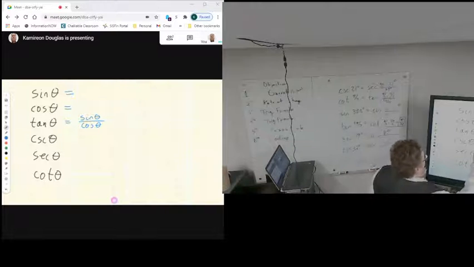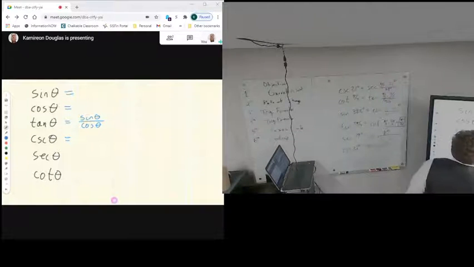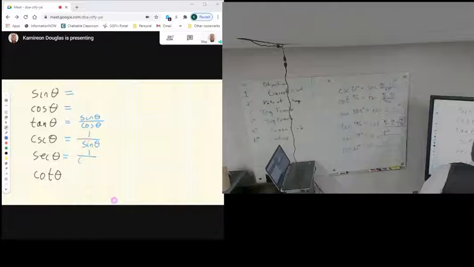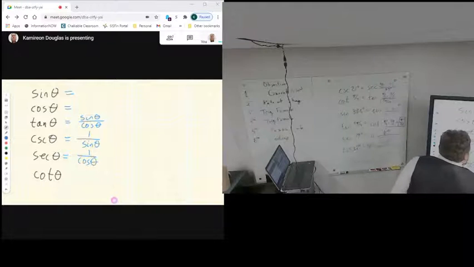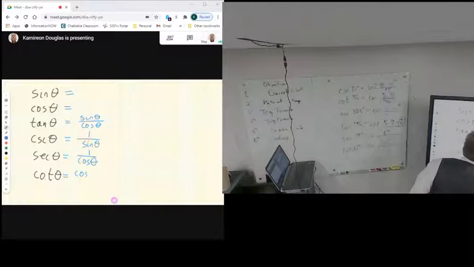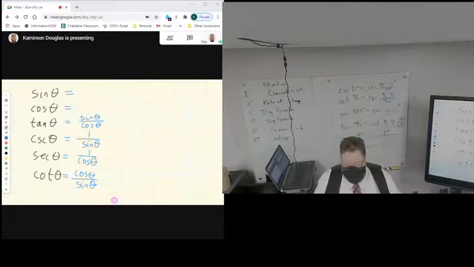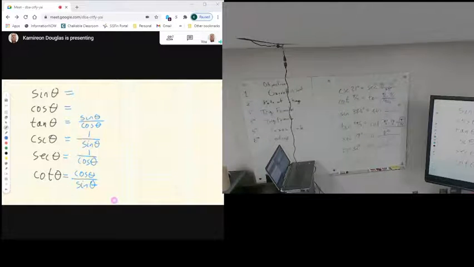Cosecant, I've already mentioned once today. Do we have to remember these? There's 1 over sine. Heck yeah, Levi. Secant, 1 over cosine. Cosecant and cotangent.